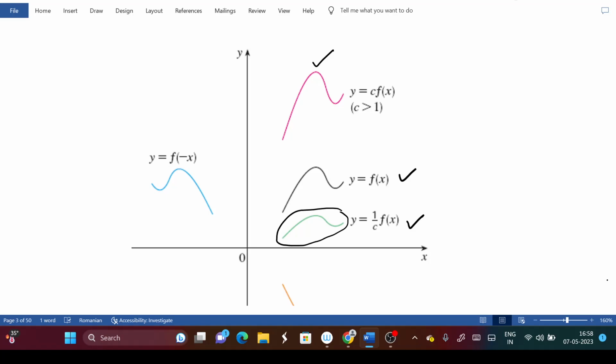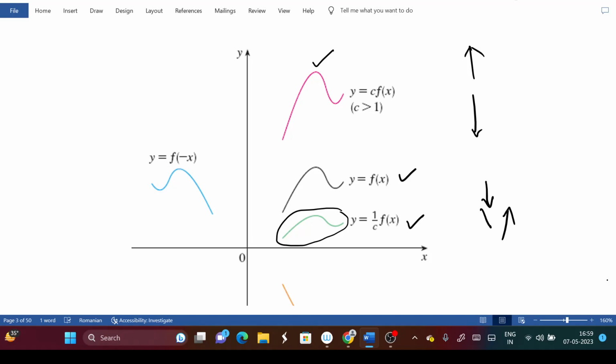It is compressed. Okay, so along this direction it is compressed. It is compressed like this. And here it is stretched. So in this case, when c is greater than 1, it is stretched, and when c is less than 1, it is compressed.